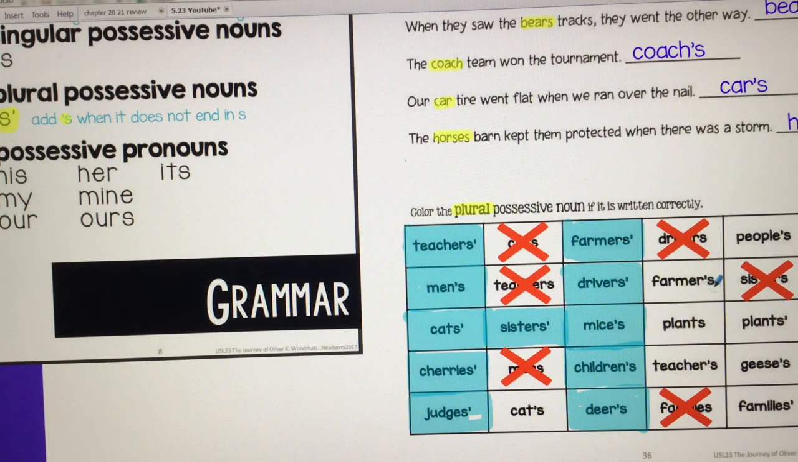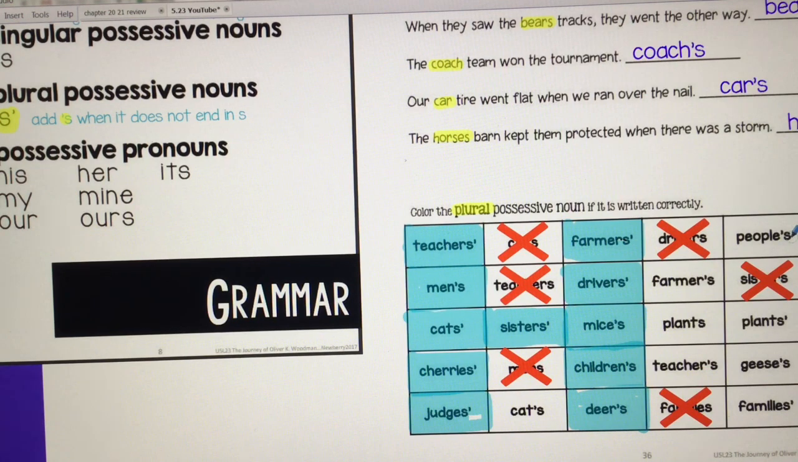Farmers, well, that's an apostrophe S, so that's not right because we said, remember, it has to be plural with an S with apostrophe. Plants, ooh, I missed an X, right? There's no apostrophe at all, so that's definitely not one. Teachers, teacher with an apostrophe S, that's singular, right? So that's just one person.